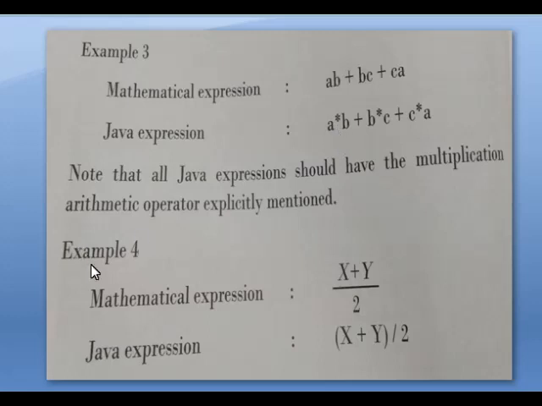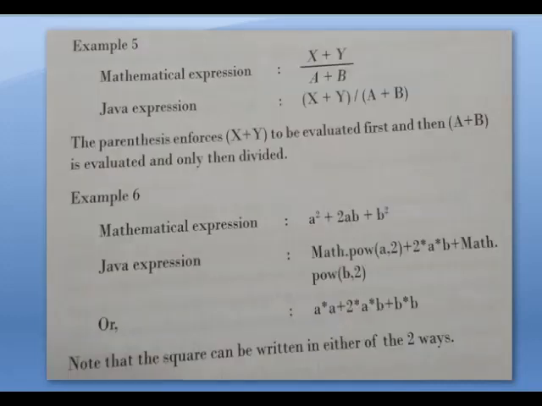Okay. Example number 4. The mathematical expression is like this: x plus y upon 2. This we will write as the Java expression x plus y, slash 2. So the next example, example number 5. The mathematical expression is x plus y upon a plus b. So this will be written as x plus y, slash, a plus b.